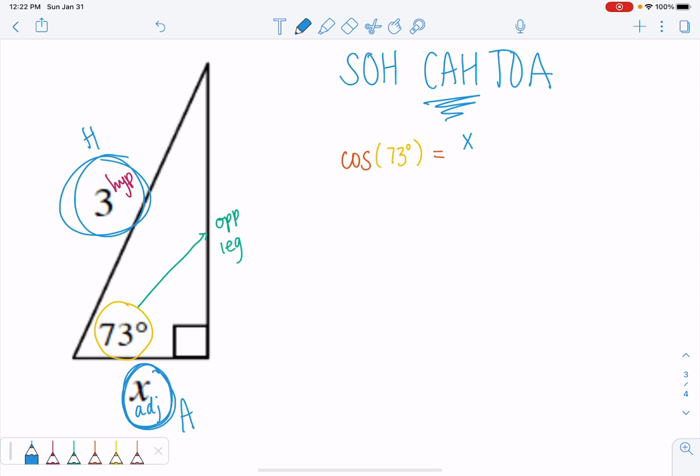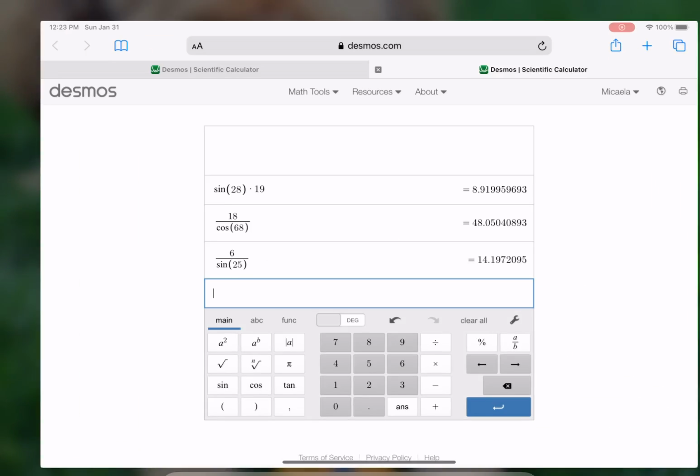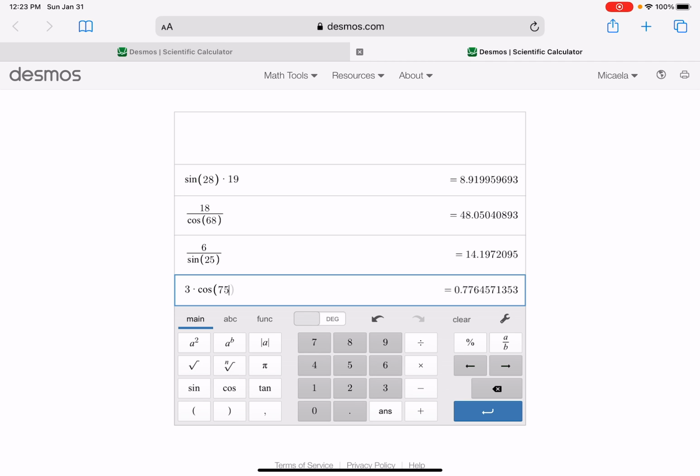Okay, now you're checking your work, x over 3. Now's the time for the algebra step. We should multiply by 3. Hopefully you said 3 because we're dividing by 3 on both sides. What now? Hopefully you said, now it's calculator time because our variable is alone. So 3 times cosine of 75.